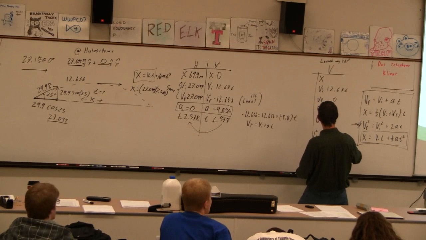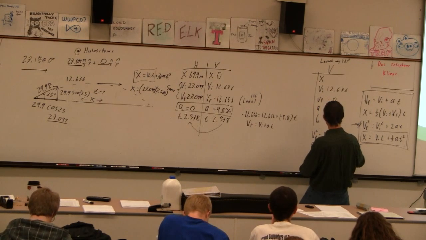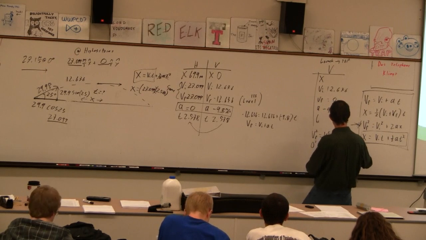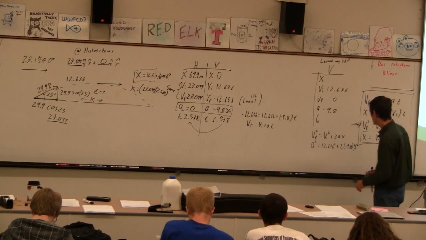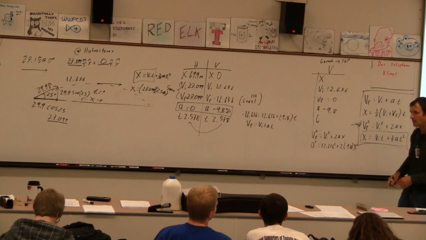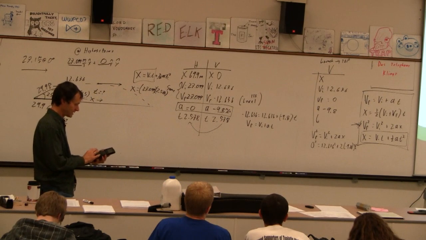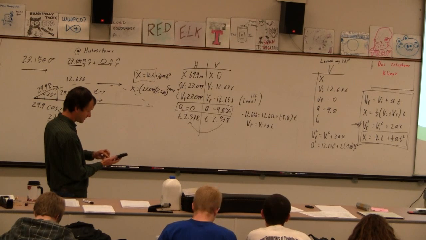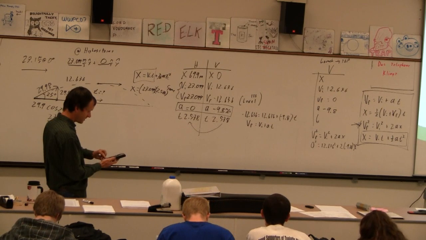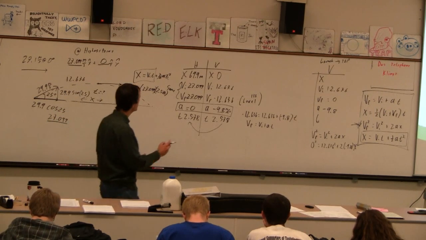So VF squared is VI squared. Right, so 0 squared is 12.636 squared plus 2 times negative 9.8 times x. So take your calculator and calculate what x has to be. Calculate that. 8.15 meters.